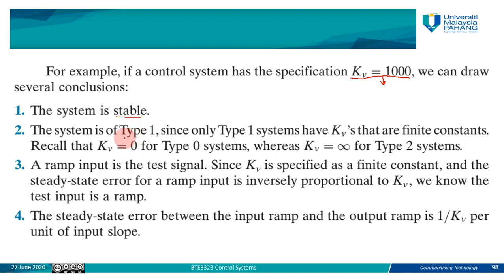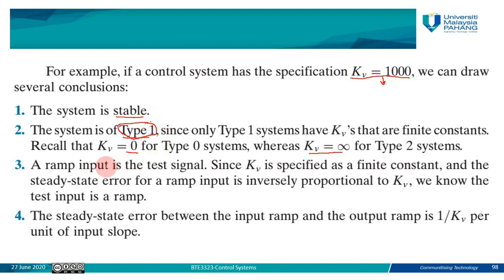Then the system is type 1. Why system type 1? Because only a type 1 system has a constant, finite value of the velocity constant. If the system is type 0, the value of Kv is 0. And if the system is type 2, the value of Kv will be infinity. But our Kv is 1000, that means our system is type 1. So from this specification, we know that our system is stable and our system is type 1.